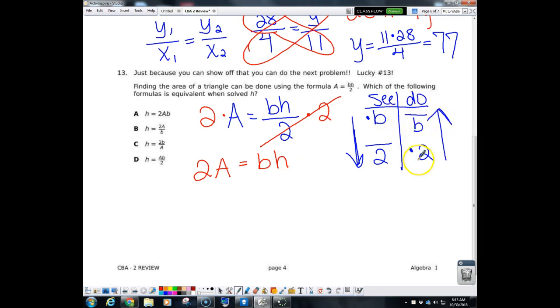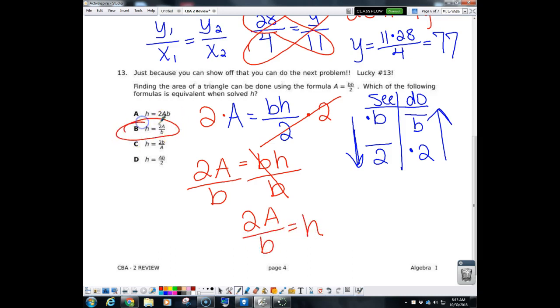Then I'm dividing by b on both sides. So the b's cancel out. So I have 2A divided by b is equal to h. Does that make sense?